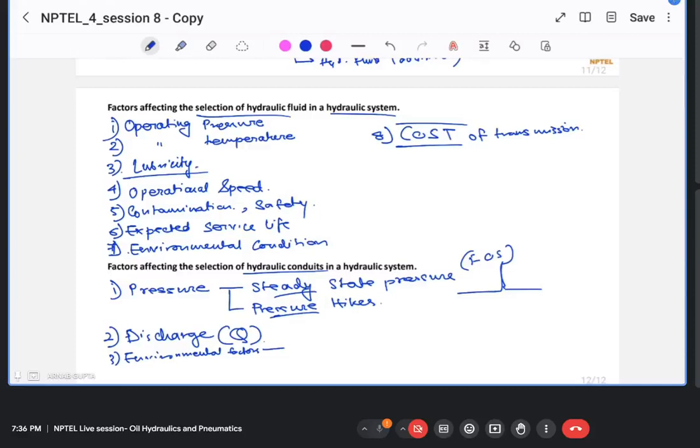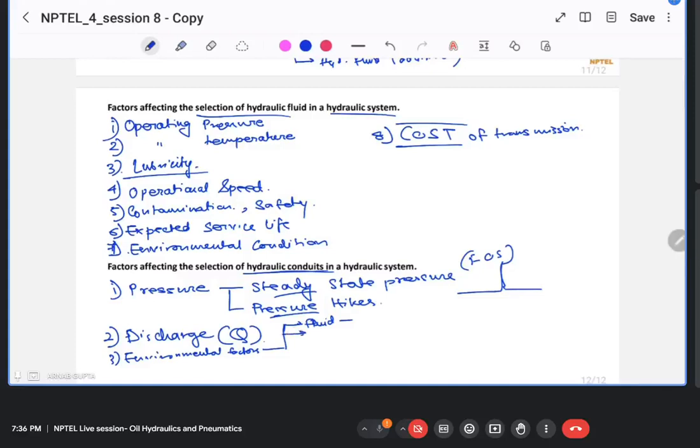I'm writing here the fluid that you're using. This is in direct contact with your hydraulic conduits. So obviously there are chances of corrosion and oxidation. Accordingly, you should be choosing the particular type of hydraulic conduits.